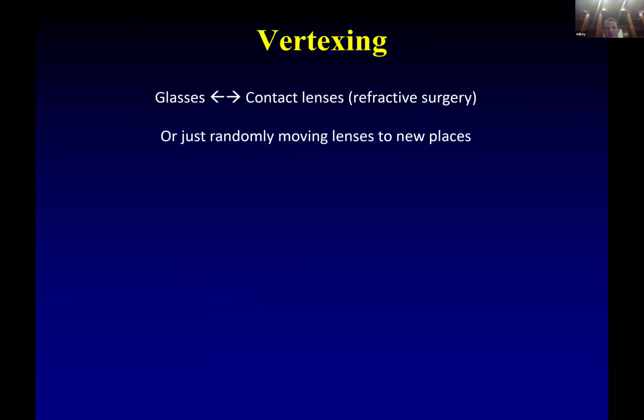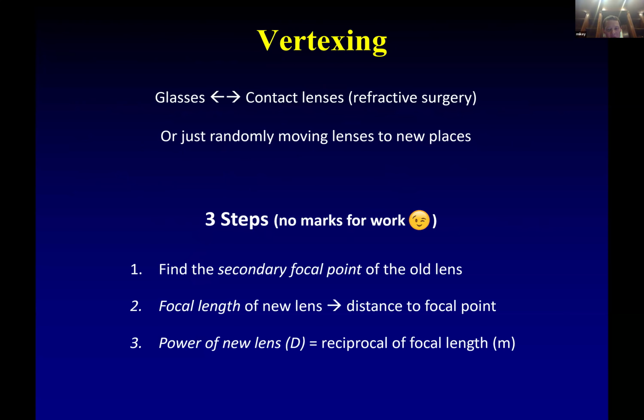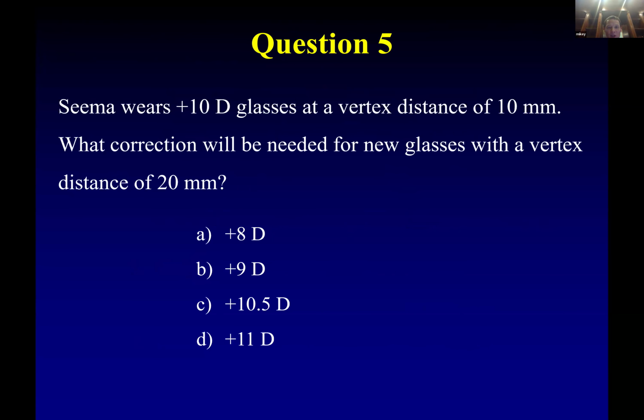So vertex. This is glasses to contact, or you can just take a lens and change the vertex distance, all sort of the same process. And this is, again, my 3 steps, but you don't need to memorize this, just figure out a way that works for you. First, find the secondary focal point of the old lens. The focal length of the new lens is the distance from that lens to that focal point. And then the power is the reciprocal of that distance. So why don't we try another one? See how we do in vertexing.